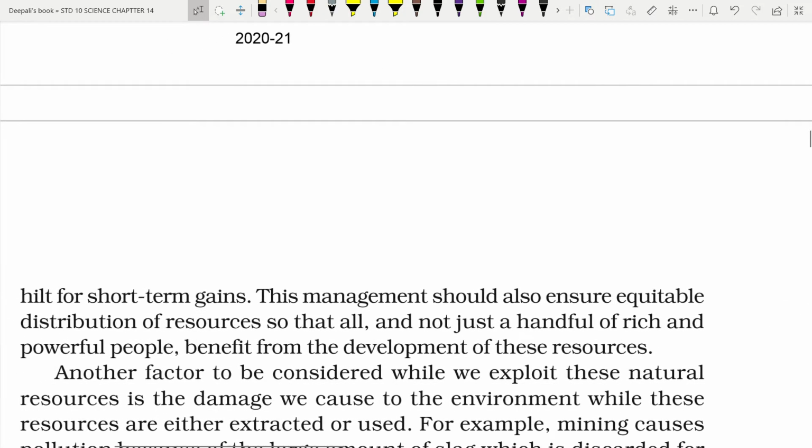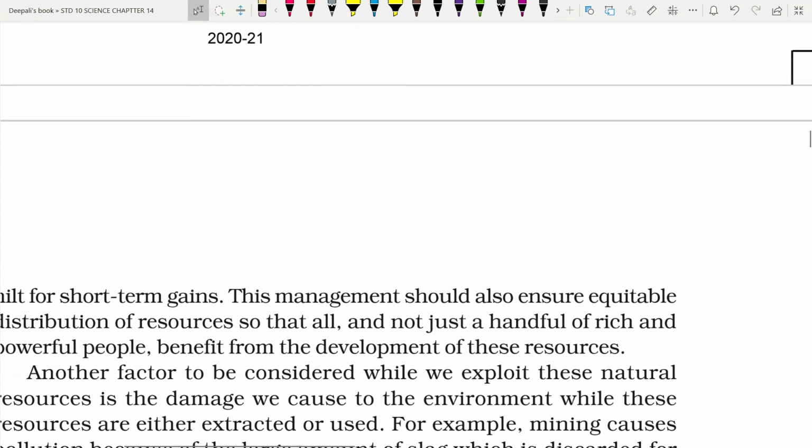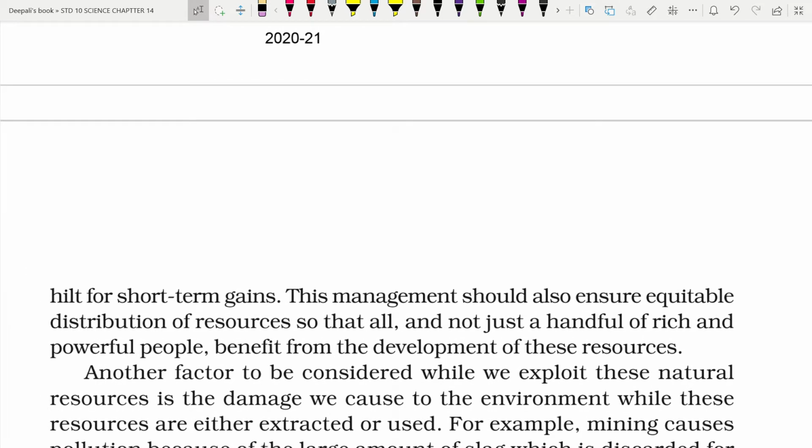This management should also ensure equitable distribution of resources so that all and not just a handful of rich and powerful people benefit from the development of these resources. So the second point is they should be equally distributed, and for that we need to manage them.